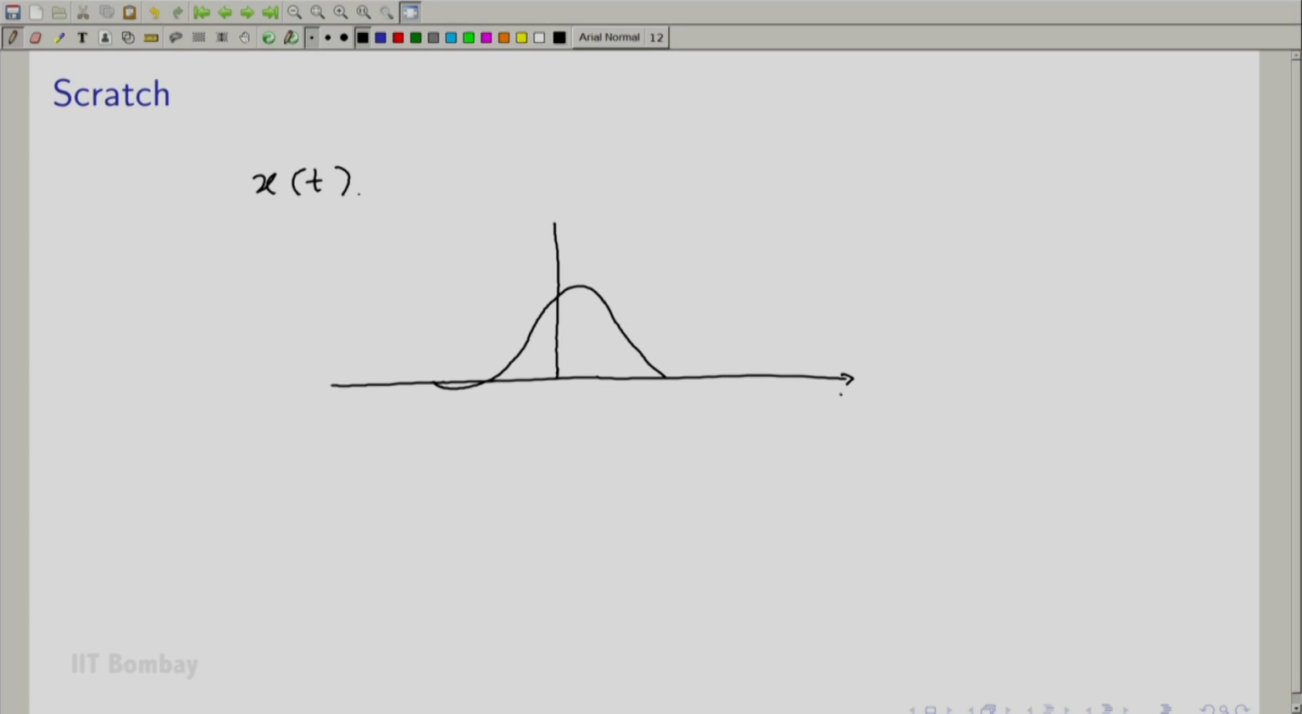So this is the t axis, this is x of t. Now we have changed from t to t plus b, where b is positive. Consider a specific value of t, say t is equal to 0. When t is equal to 0, t plus b actually lies somewhere here.